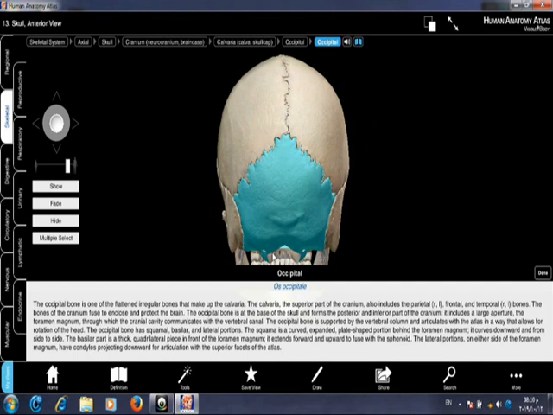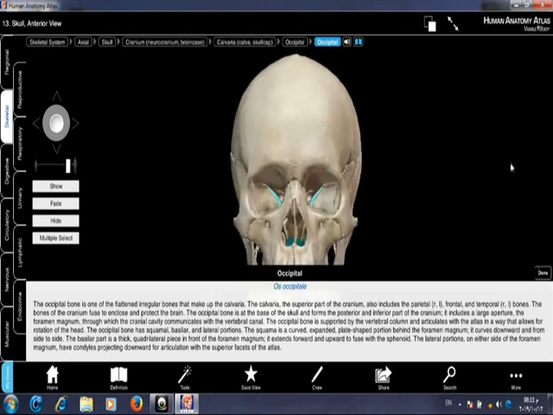So the occipital bone is at the base of the skull and forms the posterior and inferior part of the cranium. It includes a large aperture, the foramen magnum, through which the cranial cavity communicates with the vertebral canal. The occipital bone is supported by the vertebral column and articulates with the atlas in a way that allows for rotation of the head. So rotation of the head, like here.